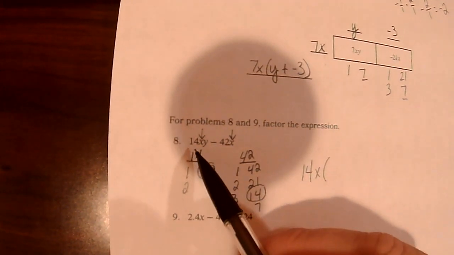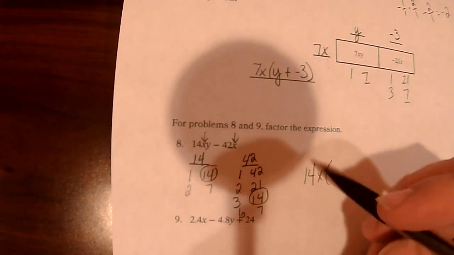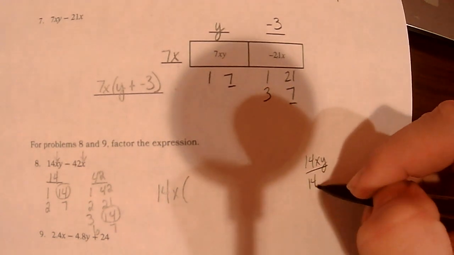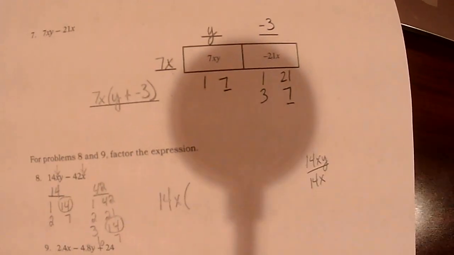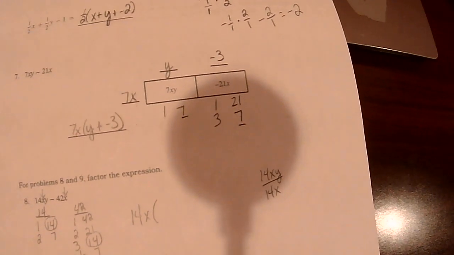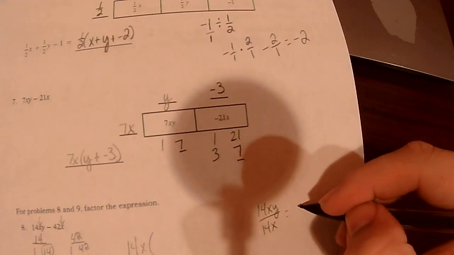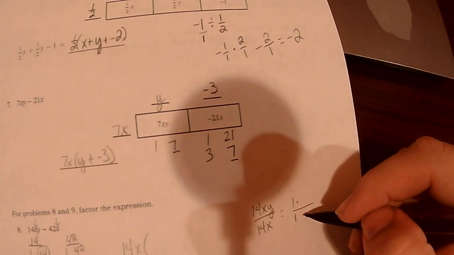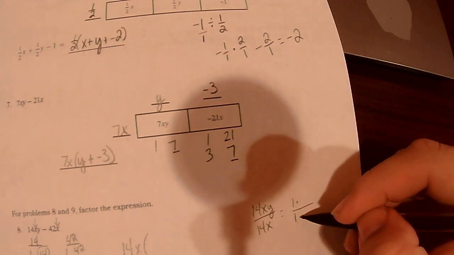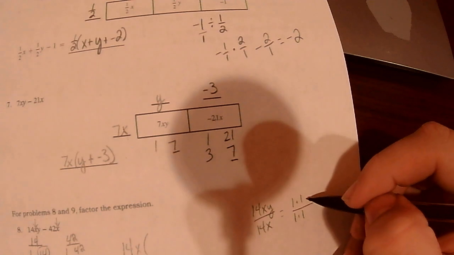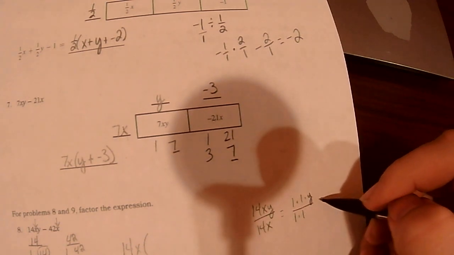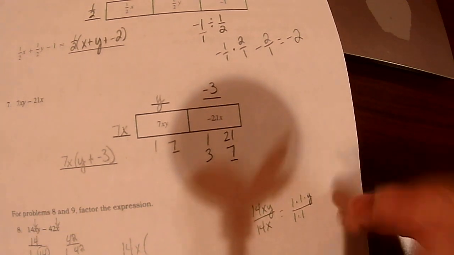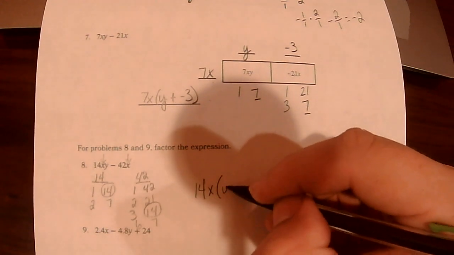Well, 14xy divided by 14x, and I'll show you what that looks like here. 14 divided by 14 is just 1. So 1 over 1, times x divided by x is just 1, times y. Well, 1 times 1 times y is just y. 1 times 1 is just 1, and anything divided by 1 is just itself. So I would be left with the y.